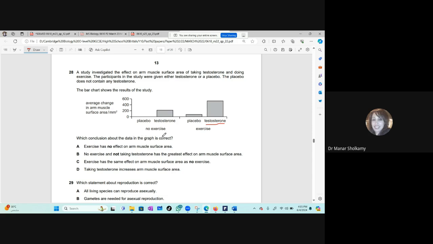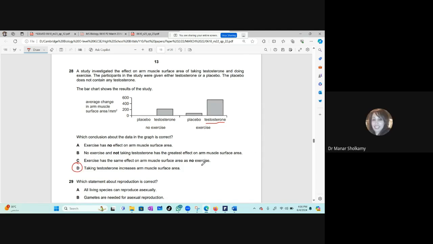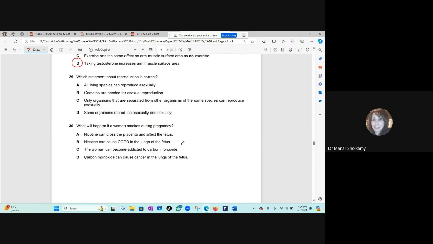Which conclusion about the data and the graph is correct? Exercise has no effect on the muscle. No exercise and not taking the drug has the greatest effect. Or exercise has the same effect on arm muscle as no exercise. Or taking testosterone increases arm muscle surface area. Now, what's the most obvious answer? D. Yes, of course, when you take testosterone, your arm muscle surface area increases. That's why they keep on taking hormones and destroying their health.